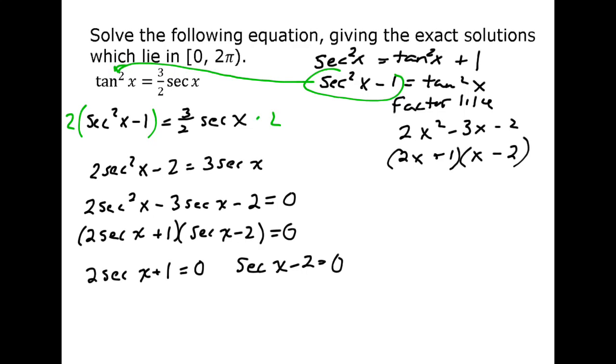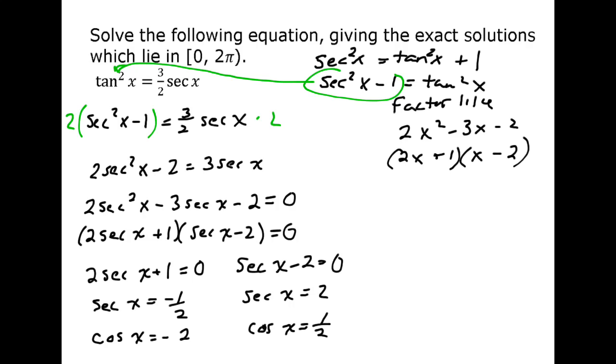So we have the secant of x turns out to be negative 1/2, or the secant of x turns out to be 2. Now I prefer to work with cosine, so I'm going to flip these fractions. So this is the same as cosine of x equaling negative 2 and cosine of x equaling 1/2. Now one of these has an issue. Do any of you see which one has an issue?